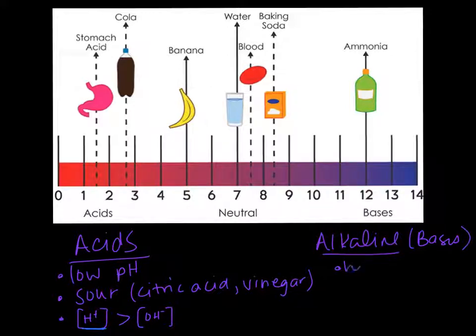And then alkaline or bases, they're going to have a high pH, and they're very slippery. If you've ever gotten bleach on your hands, bleach is a base, and before you wash it off and your hands get all dry, if you rub your fingers together, it's really slippery. It feels like you have oil or something on your hands.